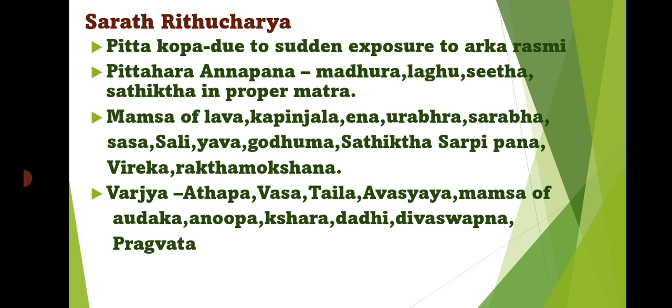Mamsa of Lava, Kapinjala, Ena, Urabhra, Sharabha, Shasha, and Shali, Yava, Godhuma, Satikta, Sarpivana, Virechana, Rakta Mokshana are all indicated in Sharat Ritu. Varjya: Atapa, Vasa, Taila, Avashyaya, Mamsa of Audaga and Anupa, Kshara, Dadhi, Divaswapna, and Pragvata are to be avoided in Sharat Ritucharya.